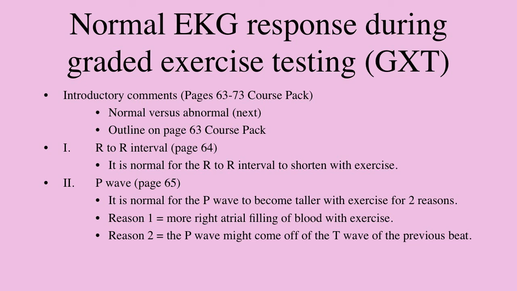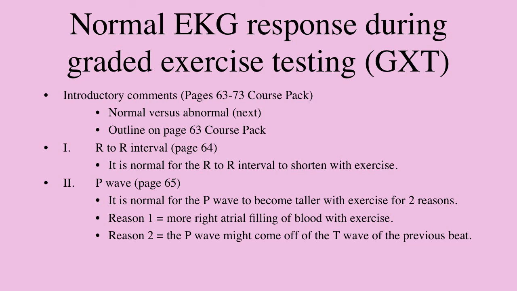If you recall from human physiology, there's more venous return, more blood coming back to the heart, and this is usually due to constriction of the inferior and superior vena cava, and the filling of blood is actually kind of a transient hypertrophy in that area. So more blood in there will lead to a taller P wave.